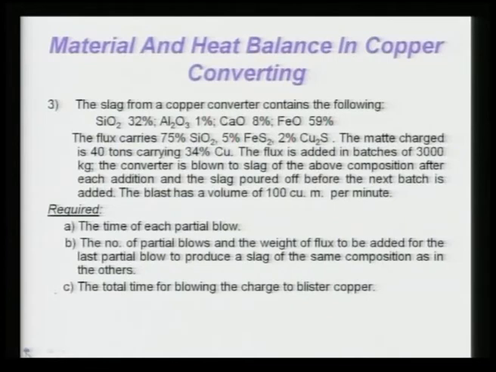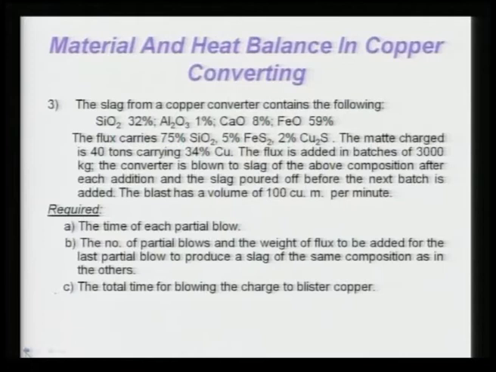You are required to calculate the time of each partial blow, because now there will be different partial blows. So, how much time for each partial blow, and the number of partial blows, because you know in converting the first stage is slag formation. Only after the slag formation stage, that is after the removal of FeS, you blow the converter content for production of blister copper. So, first of all you have to know how many partial blows will be required in order to accomplish the complete removal of FeS.